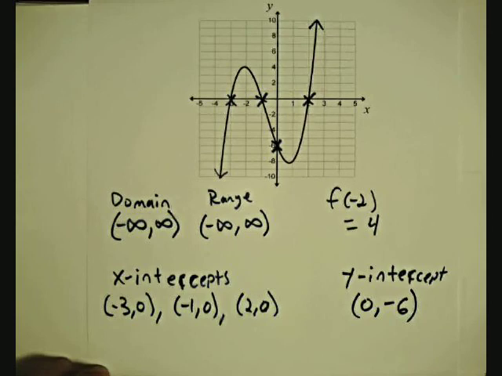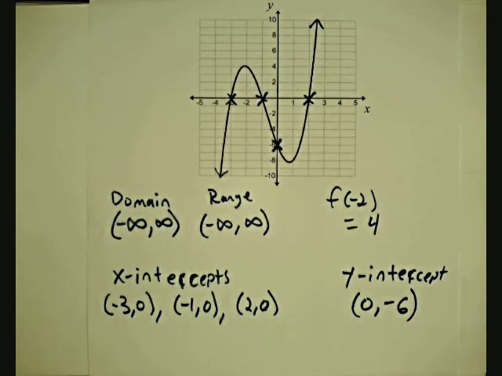For any function, you'll either have 0 or 1 y-intercept. You can never have more than one y-intercept, otherwise your graph does not represent a function.